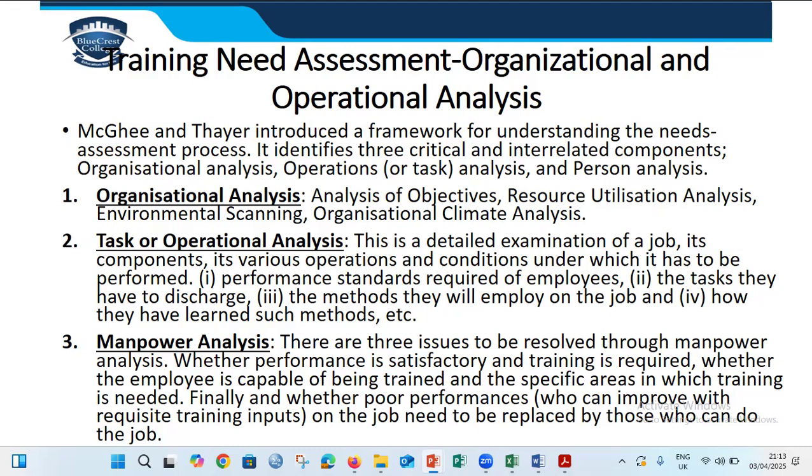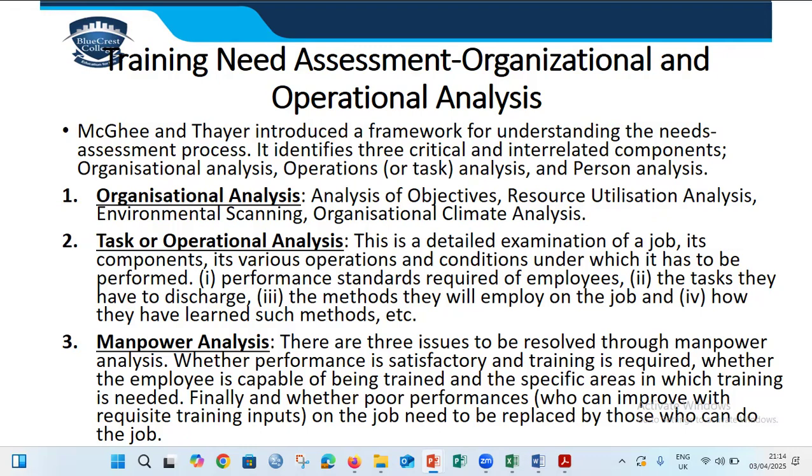Okay, so for the organizational analysis, like we have said, you look at the analysis of the organization's objectives, the resources that are available and how they are used. Then you have a scan of the environment, and you also have a scan of the organizational climate. Then you also have the task or operational analysis, and this is a detailed examination of a particular job or what a particular task entails, right?